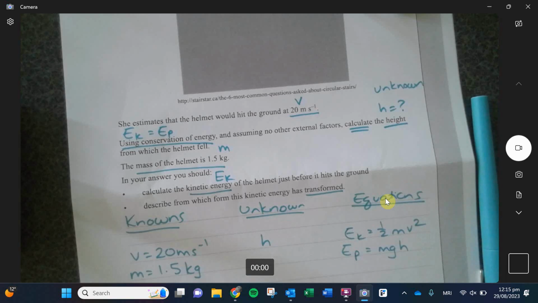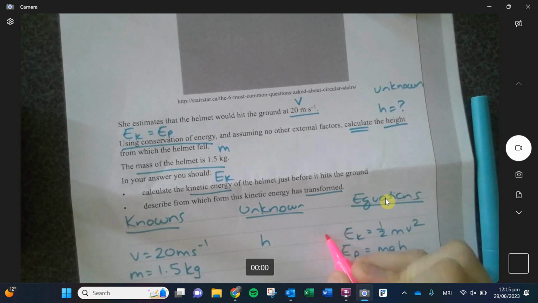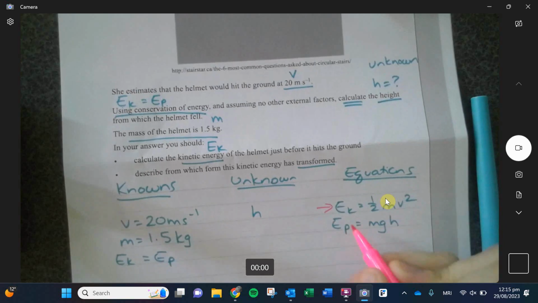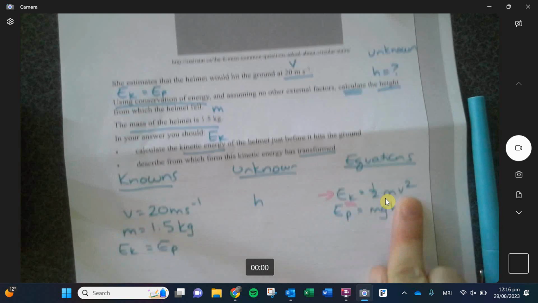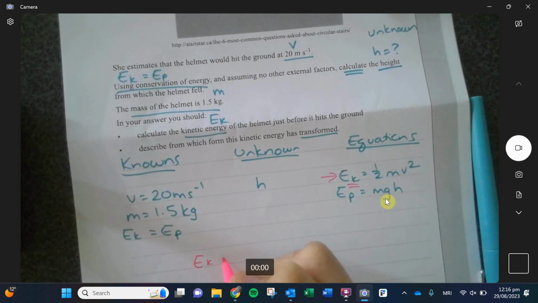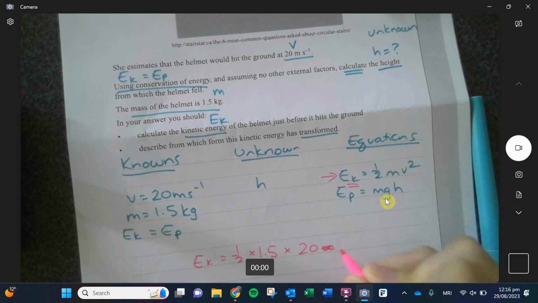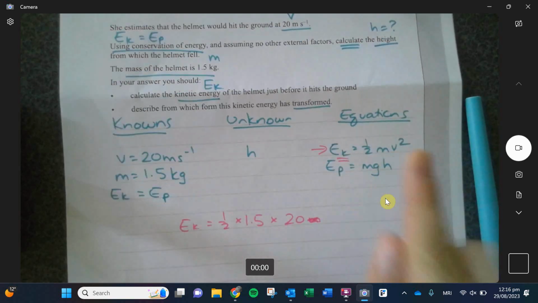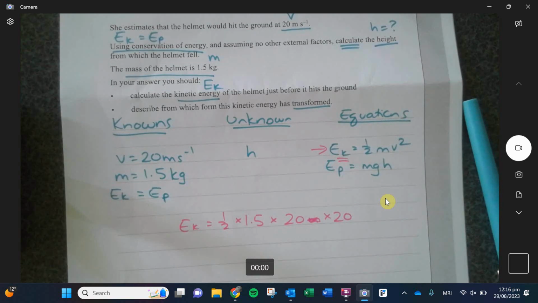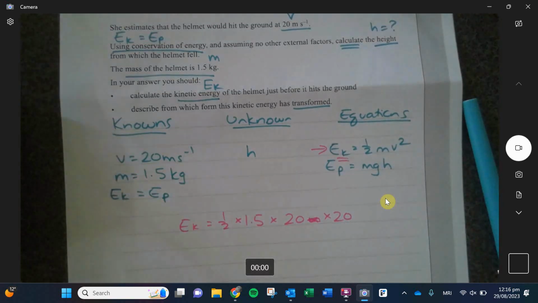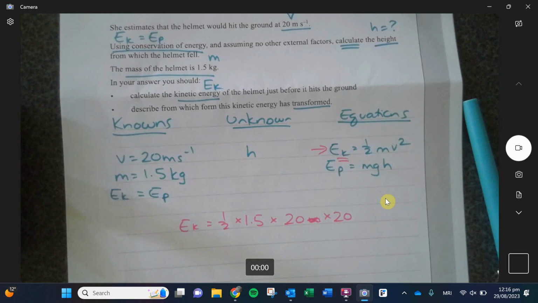Right, keep going? Yep. Okay, so let's use this first equation here to find my EK, because I have the mass value and I have the velocity value. So I would go EK is equal to 1/2 times 1.5 times 20, and then times 20 again, because that is squared. That's what squared means. Times the 20 twice. All right, let's see what that is.